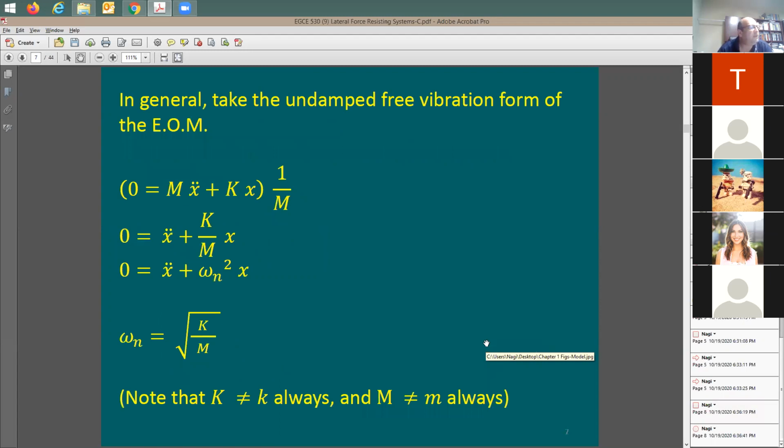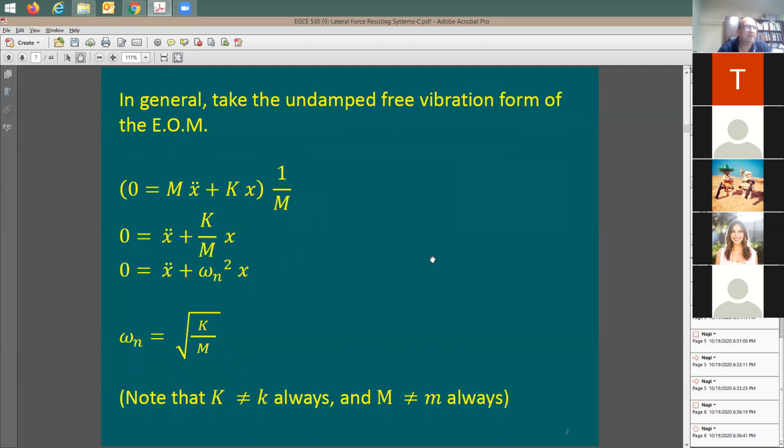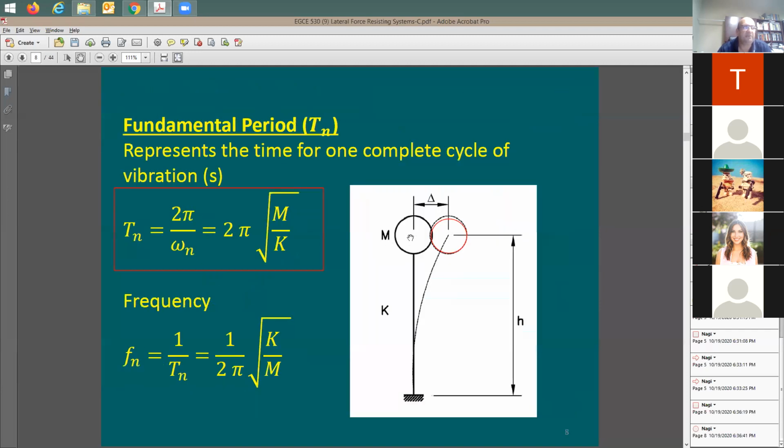When it comes to this equation, F sub I is going to be based on the acceleration of the mass. It is not the acceleration of the base. So this inertia force and this analysis that we are doing here is going to be really based on the acceleration of the mass, not the acceleration of the base.